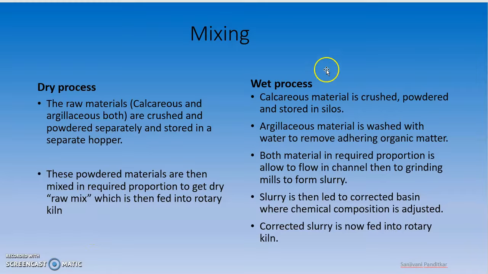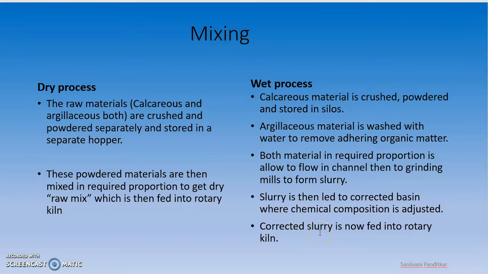Now moving towards the wet process, the difference is that argillaceous material is washed with water to remove the adhering organic matter, while the calcareous material is crushed, powdered and stored in silos. Now these two materials are then allowed to flow in a channel and then to the grinding mills to form the slurry. This slurry is then sent to a correcting basin where chemical composition is adjusted, and it is then called corrected slurry.